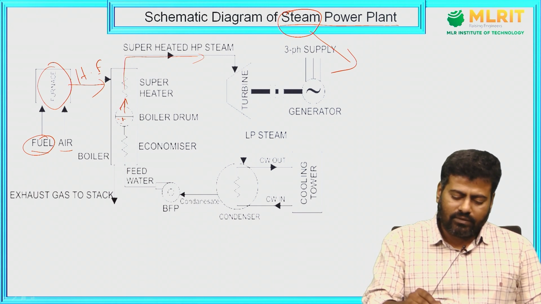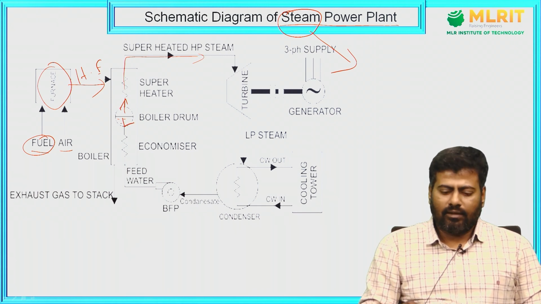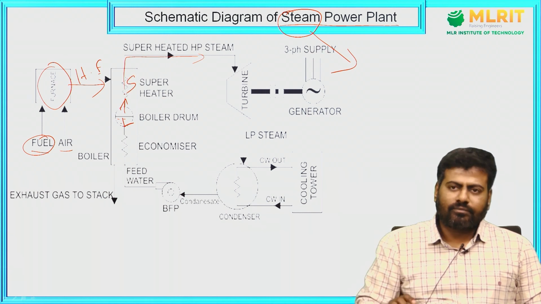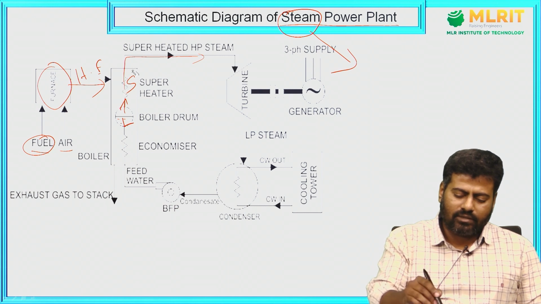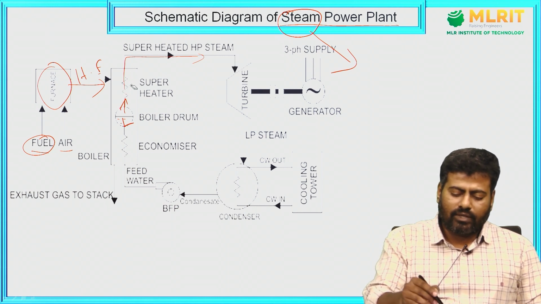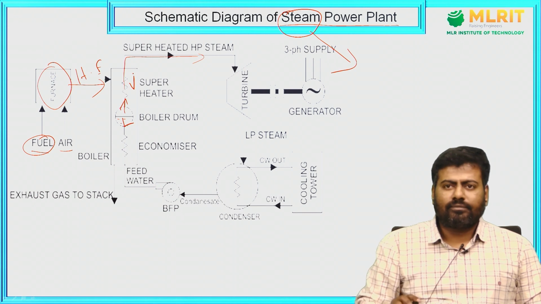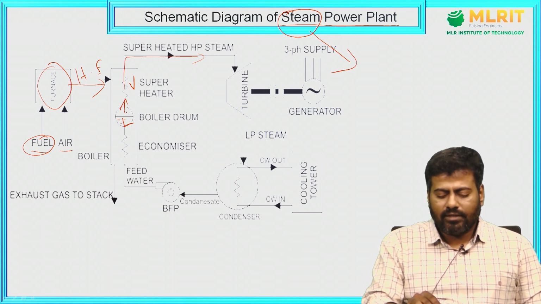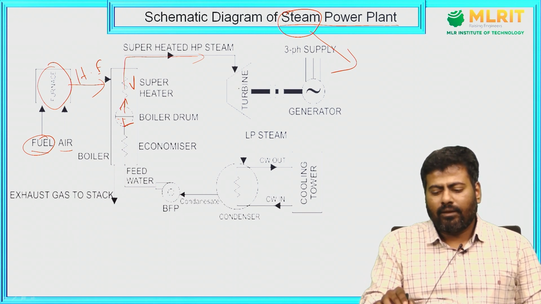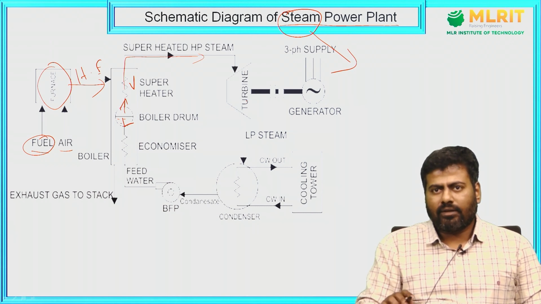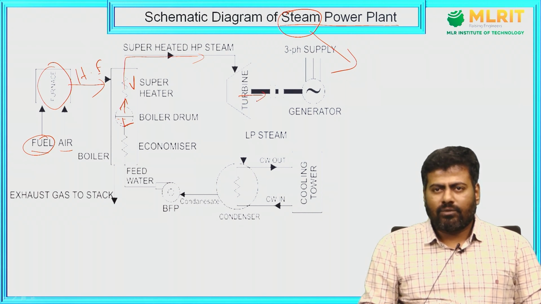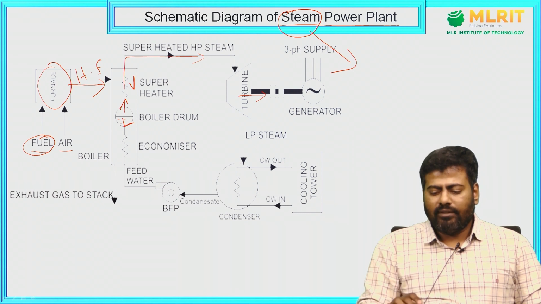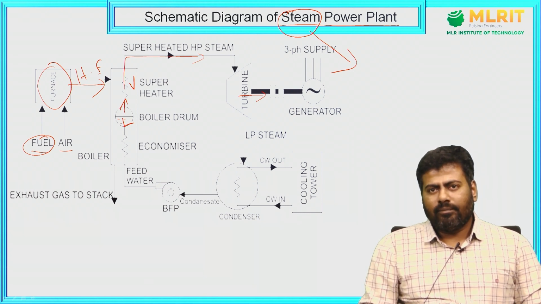Here the liquid I can denote with L, and this steam, or we can say vapor, we can go with vapor. Why? Because S always denotes solid. So we go with vapor, V. Now this high pressure vapor strikes the turbine, so the turbine rotates, and with that we get the mechanical work done. The turbine is connected to the generator through the shaft, so by this I can generate electricity.